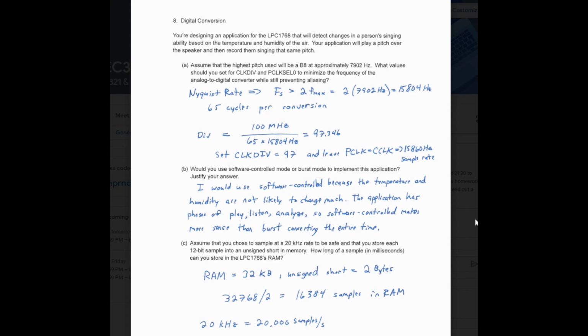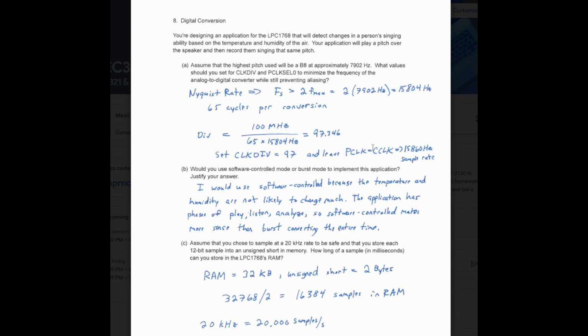We're dividing the clock by that value, and if we have a div of 97.346, that'll get us to exactly 15804. We actually want to set clock div to 96 here, because the clock div that gets used is going to be clock div plus 1, which would be 97. That's to prevent dividing by 0. So we're going to set this to 96, which will actually give us a divisor of 97.